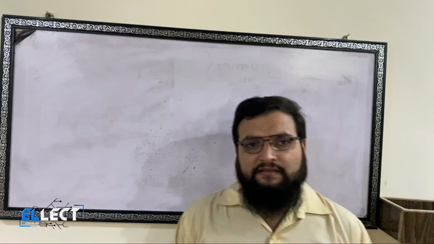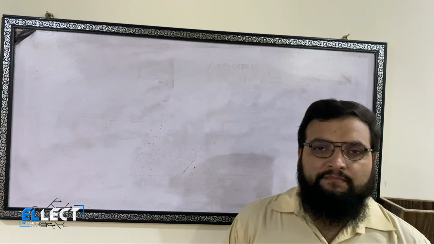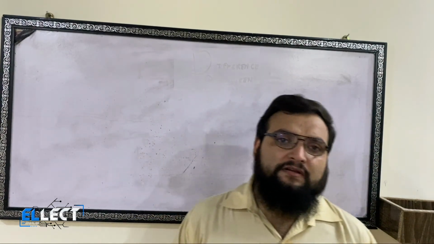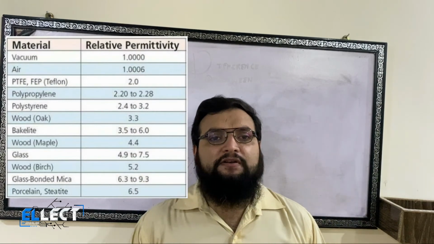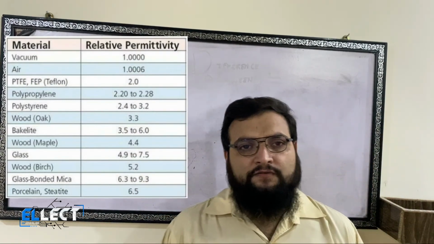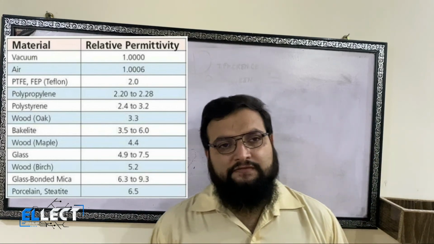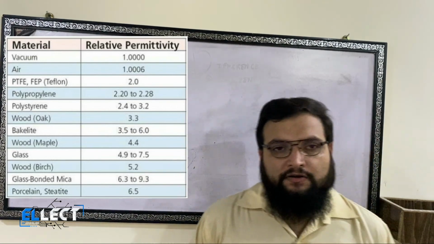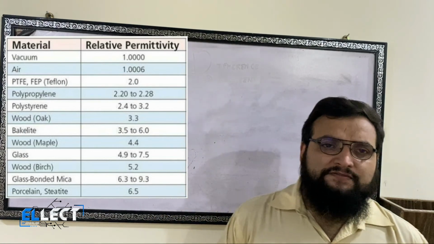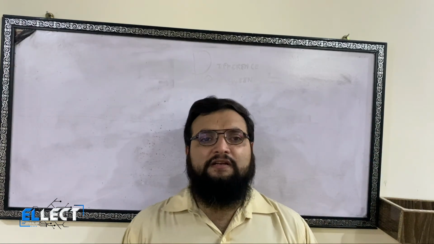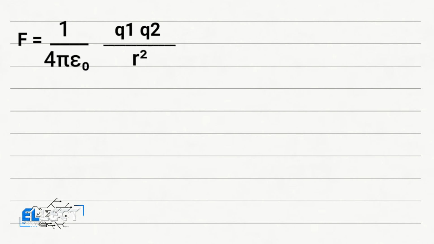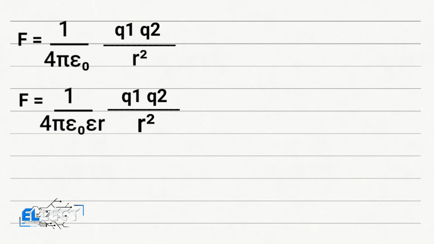Now, if there is some material, see here, the relative permittivity of air is equal to 1, and for many other materials, say rubber it is 4, wood is 3. So epsilon r is different for different materials. If this occurs, F, which was 1 over 4 pi epsilon naught q1 q2 over r square, will be changed to F equal to 1 over 4 pi epsilon naught epsilon r q1 q2 upon r square. So that will give the value for each material.